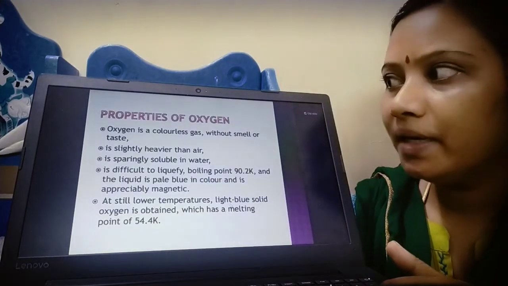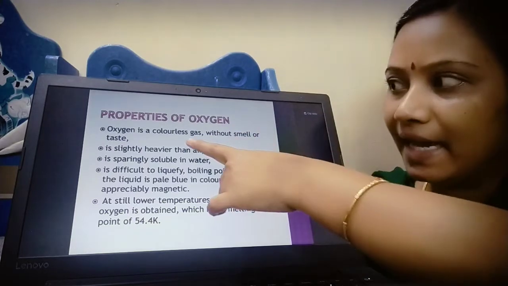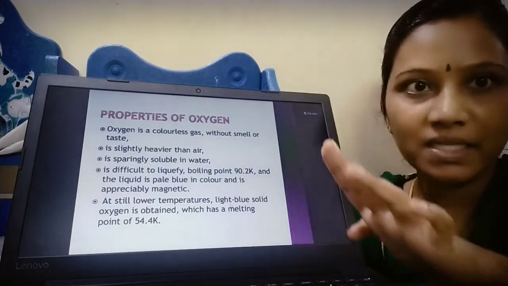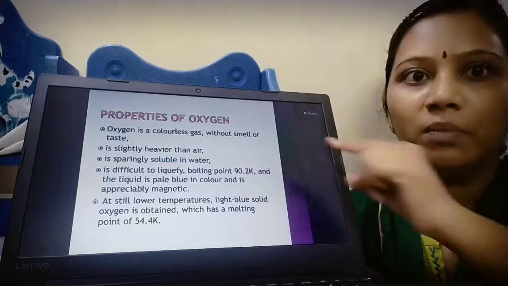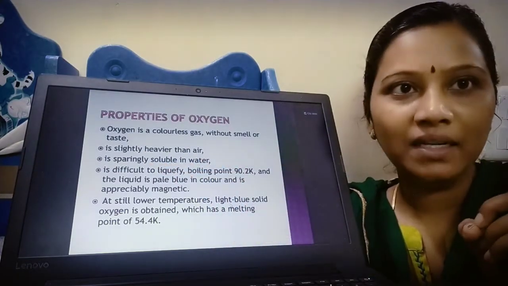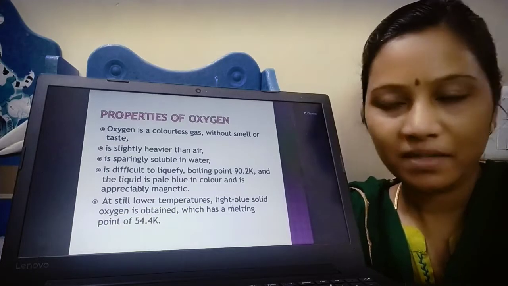Then what are the properties? We know oxygen is a colorless gas. It is odorless. It does not possess any taste. And it is heavier than air. It is sparingly soluble in water. Because of this solubility, aquatic animals are able to survive.